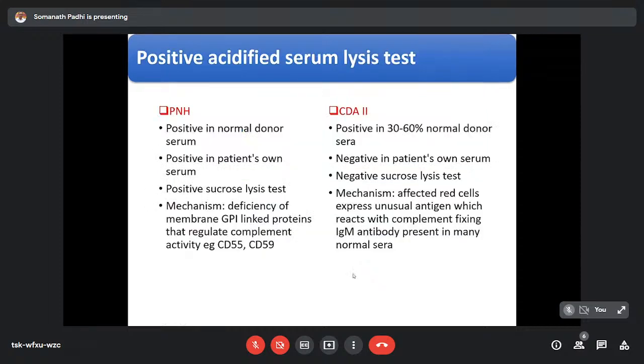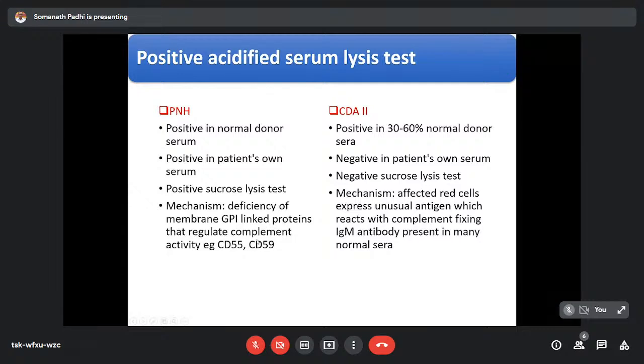So how do you differentiate between PNH and CDA type 2? The HAM test in PNH is positive with normal donor serum, whereas in CDA type 2 it is positive in 30 to 60% of normal donor sera. It is positive with the patient's own serum in PNH, whereas in CDA type 2 it is negative if you treat with the patient's own serum. PNH gives a positive sucrose lysis test, whereas CDA type 2 has a negative sucrose lysis.